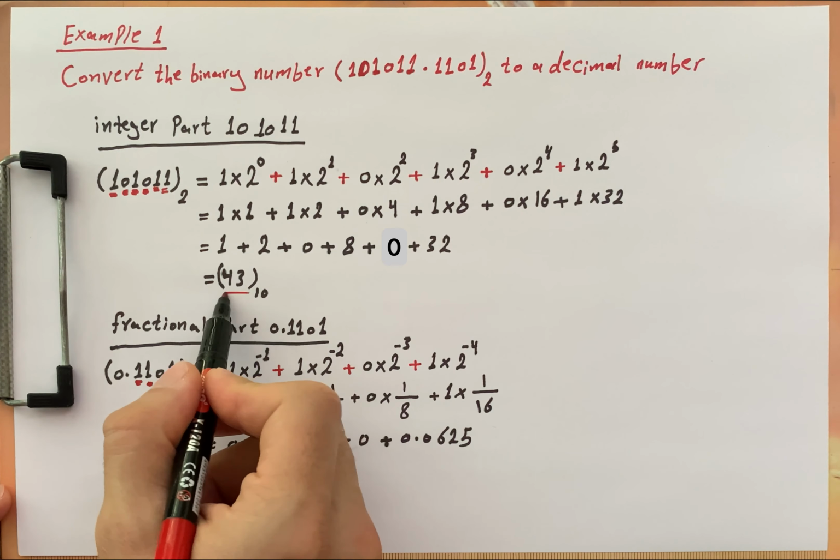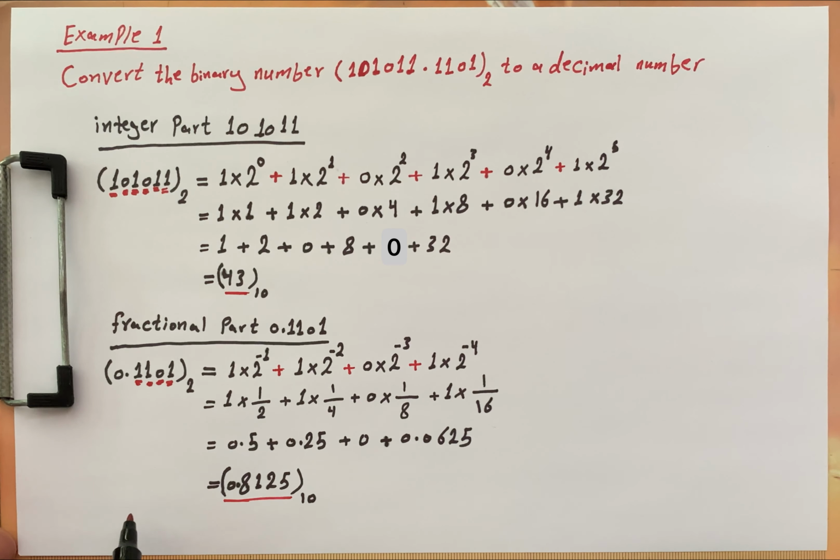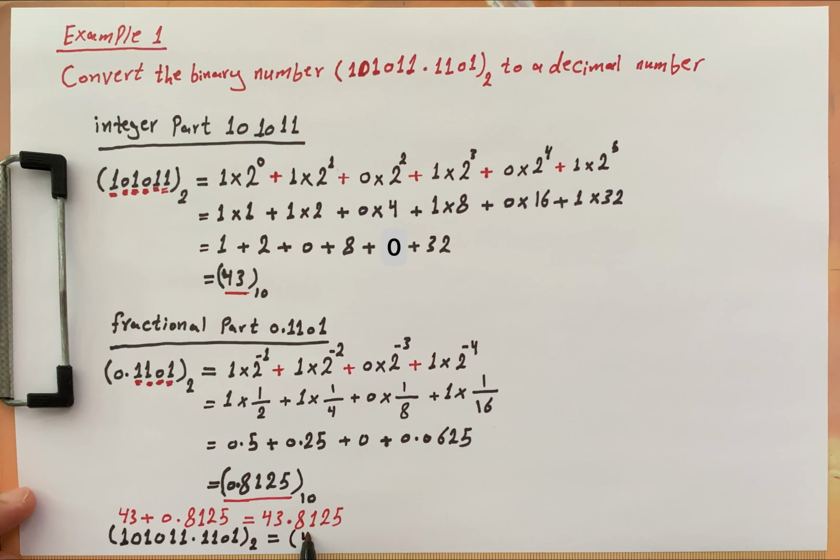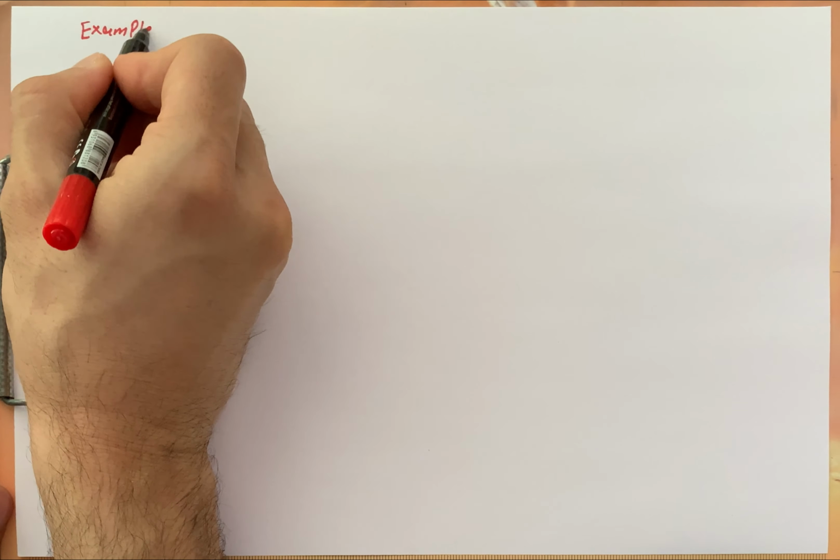Now we add the two converted parts together. 43 plus 0.8125 equal to 43.8125. So the number 101011.1101 in binary is equal to 43.8125 in decimal. Let us take another example.